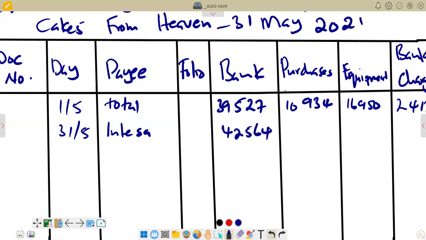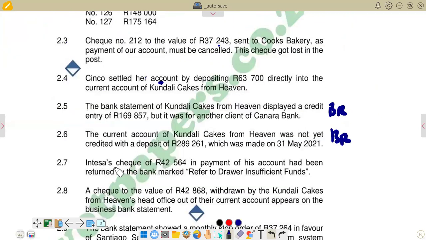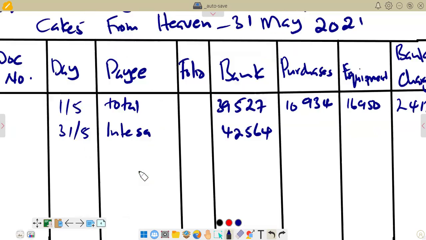And we can go back to try to see if this amount qualifies under purchases, equipment or bank charges. It means we're not going to post it under those columns. So if you can go back, let's try to see in terms of its description. It reads Intesa's check of 42,564 in payment of his account had been returned by the bank marked refer to drawer, insufficient funds. So this is a cancellation that we are making. So we are not going to put it under those columns. It means it's straight away going to go under the sundry account. So we are going to put it under the sundry account.